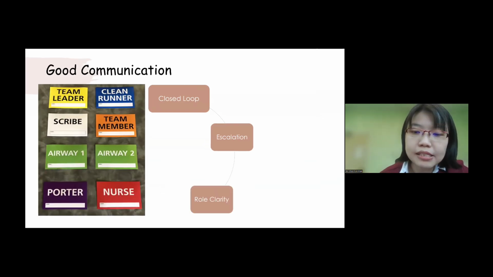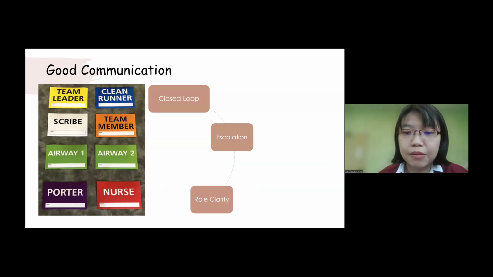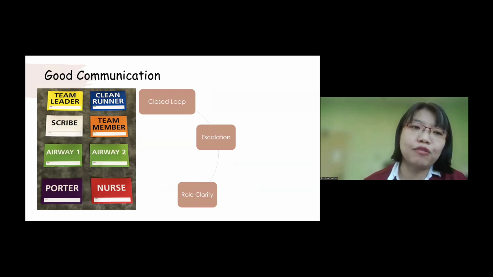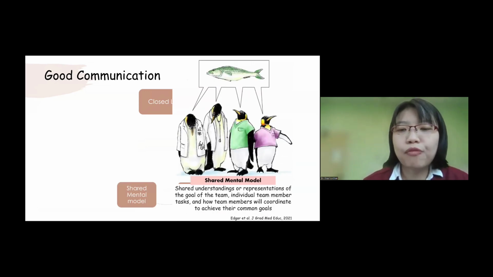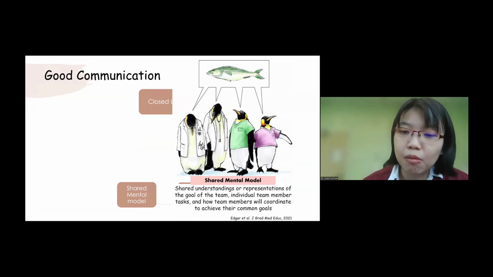Okay, the next important aspect is role clarity. It's really important for each and every one of us as team members to be clear about our role and responsibility. In a resuscitation involving a multidisciplinary team, sometimes it is really helpful for team members to have their name, position, and role on their uniform or scrubs. Besides that, another important aspect that I would like to stress to provide good communication is a shared mental model.